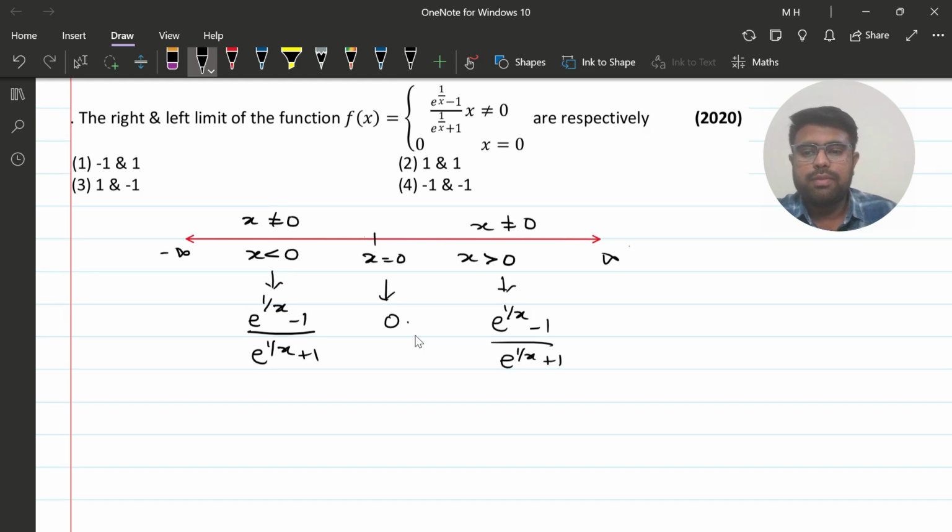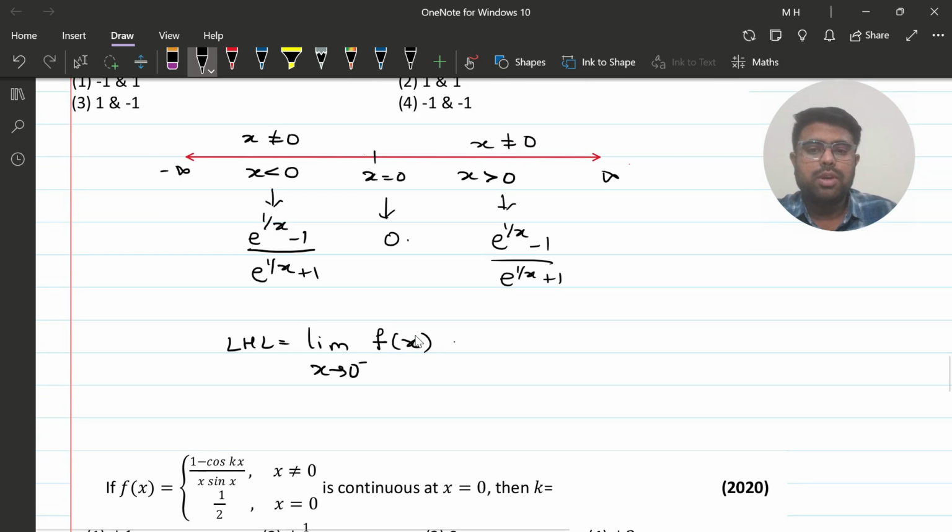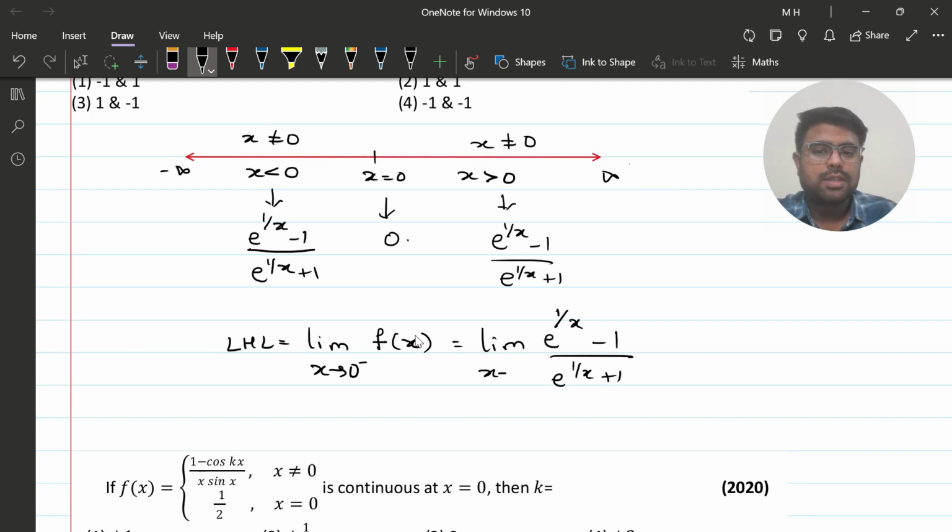Now, if I have to evaluate the left hand limit, the LHL is equal to the limit of f of x as x tends to 0 minus, which is going to be the limit of (e raised to 1 by x minus 1) by (e raised to 1 by x plus 1) as x tends to 0 minus. Since we are approaching 0 from the negative side, if I have to actually take it up this way, it is going to get a bit difficult. But if you have a very good knowledge, then we can directly do it.